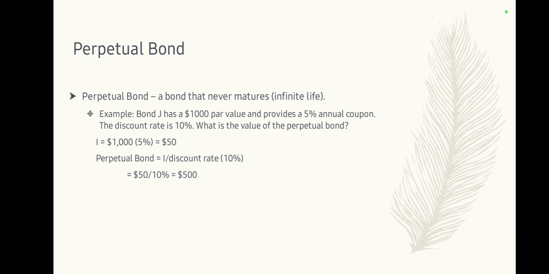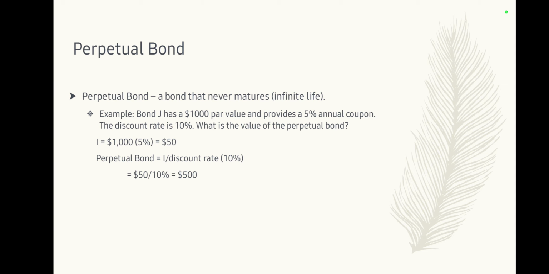We will be discussing two kinds of bonds, which are the perpetual and the zero coupon bond. The perpetual bond is a bond that never matures, so that means it has an infinite life. So for example, bond J has a $1,000 face value and provides a 5% annual coupon. And the discount rate is 10%. What is the value of the perpetual bond?